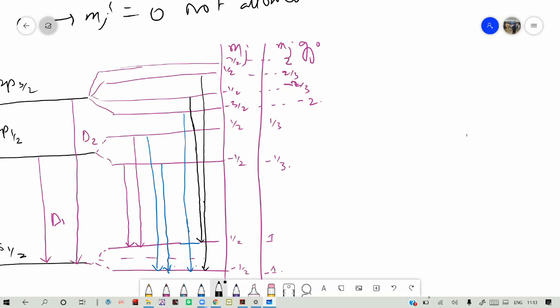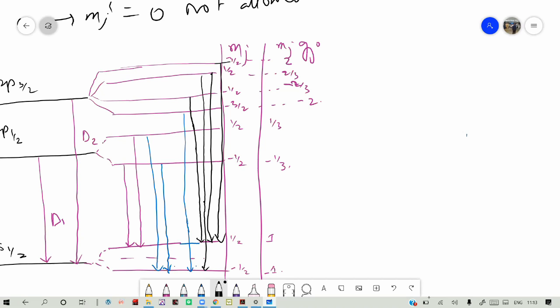And we have another transition here from this level. This will go directly to this. 1 by 2 minus 1 by 2 is 0. That is also allowed. Okay, there is one more transition from this top level, 3 by 2, that goes to minus this here, 1 by 2 plus 1 by 2.